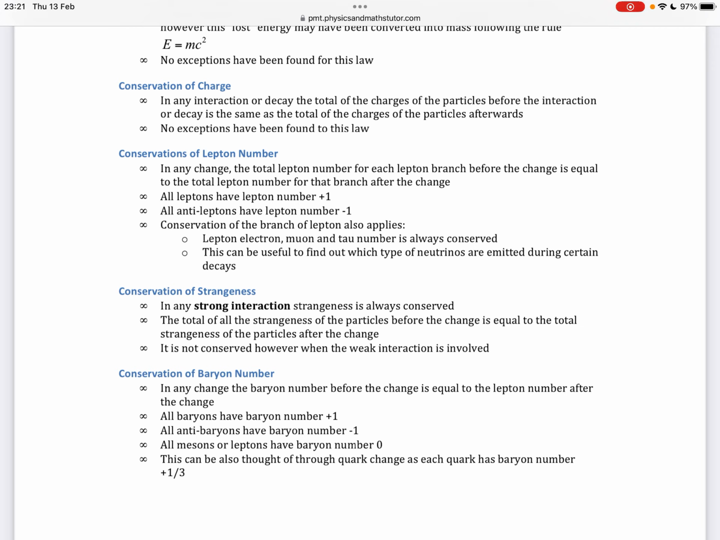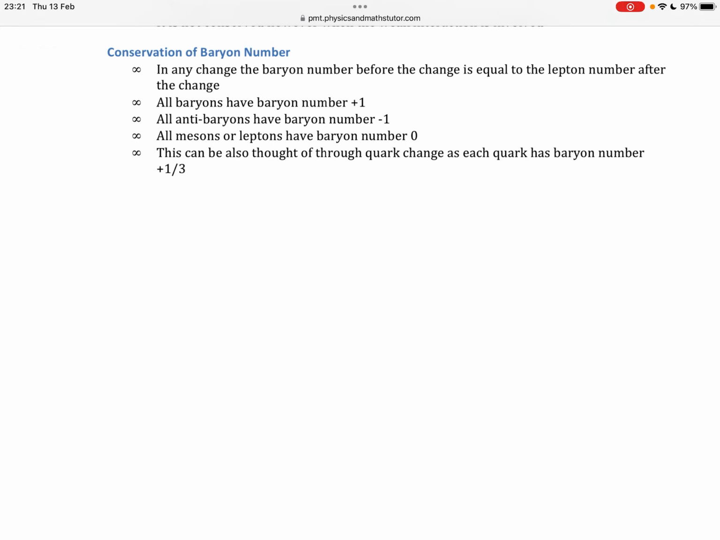Conservation of baryon number. So here's an exception for the strangeness: it's not conserved when the weak interaction is involved. Conservation of baryon number is the last one. In any change, the baryon number before the change is equal to the baryon number after the change. All baryons have baryon number positive 1, all antibaryons have baryon number negative 1, and all mesons or leptons have baryon number 0. This can also be thought of through quarks, as each quark has baryon number positive 1/3.